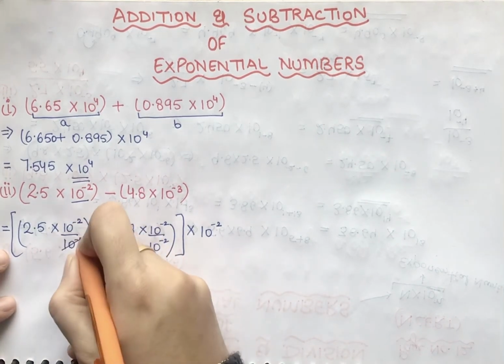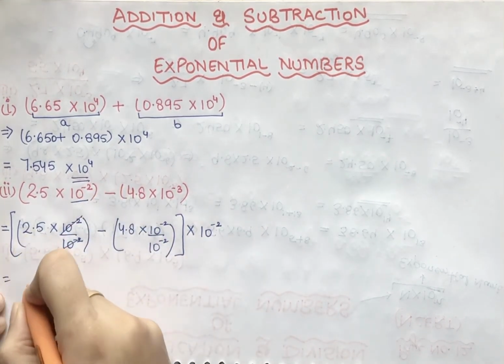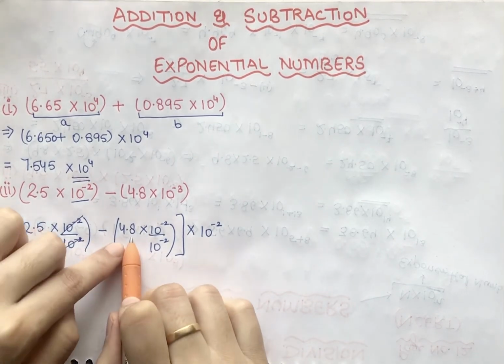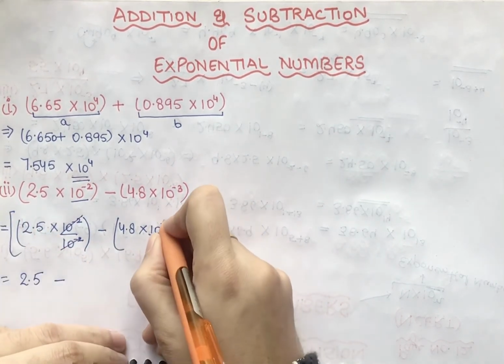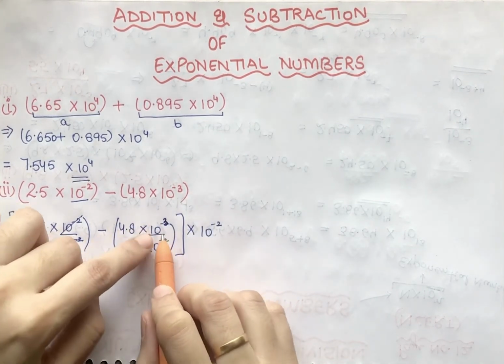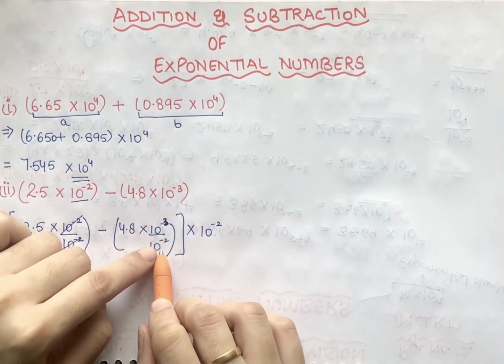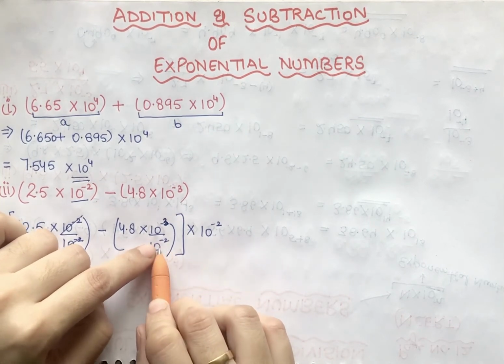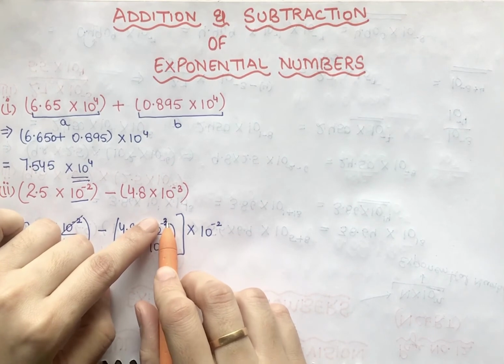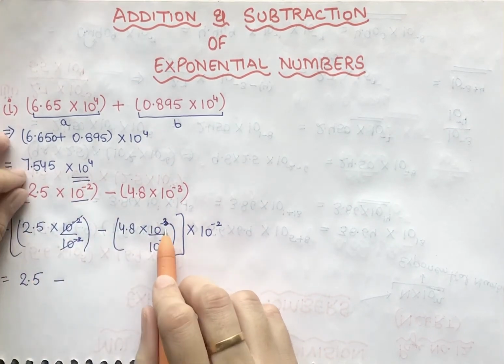Okay, can I cancel this? It is cancelled. So I am having 2.5 minus 4. Now here I am having 10 raised to power minus 3. Okay, 4.8 into 10 raised to power minus 3. Here I am having 10 raised to power minus 2. If this denominator 10 raised to power minus 2 goes in the numerator, it will turn its sign. So it will be 10 raised to power 2.